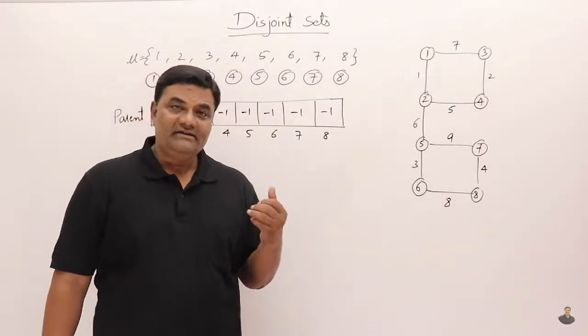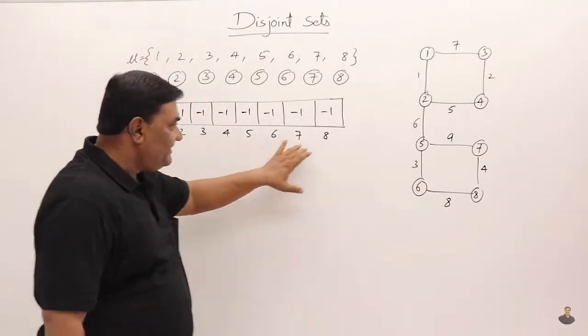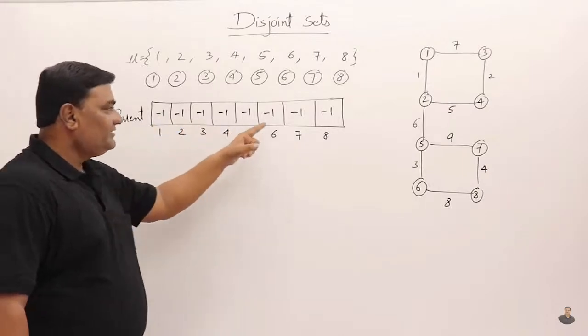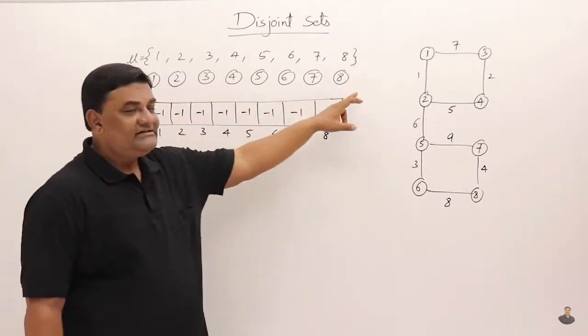Our objective is to detect a cycle. So for that, for all 8 vertices we will take a single array called parent. And the indices are representing these 8 vertices. And each is having value -1, which means each vertex is in its own set.